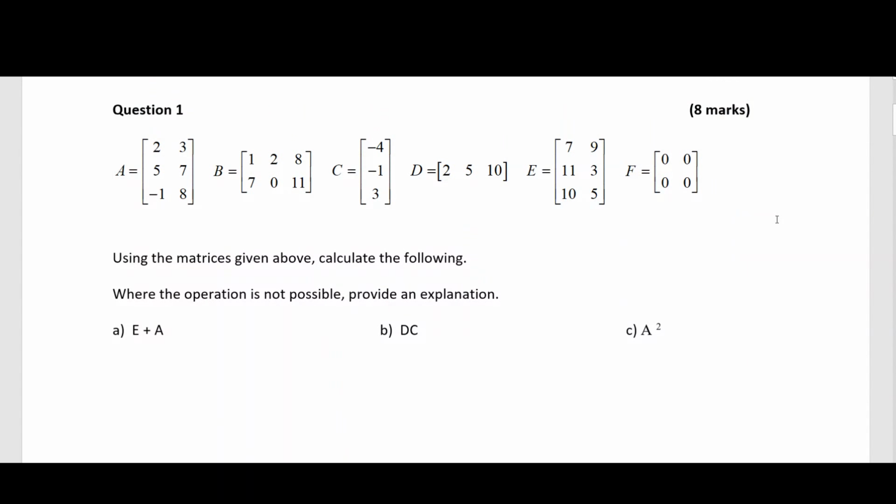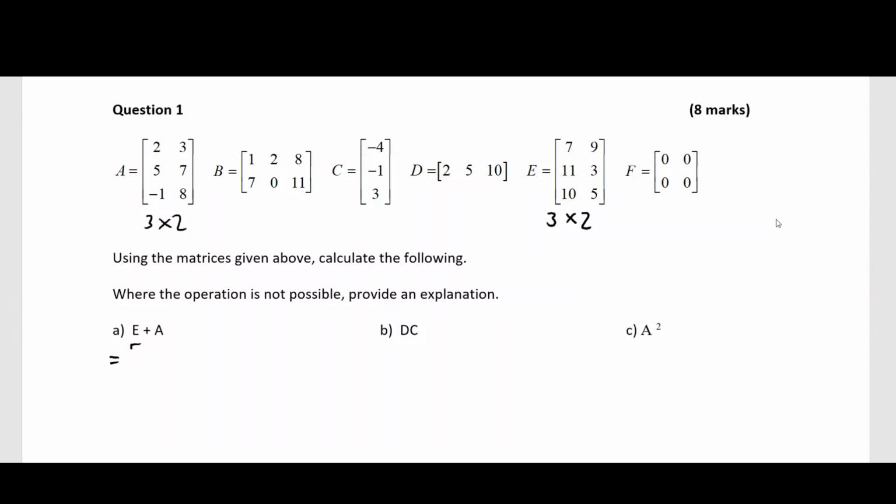All right, practice test. Question 1. We've got E plus A. So to add or subtract matrices together, their dimensions need to be the same. E is a 3 by 2, 3 rows, 2 columns, and A is a 3 by 2. So we can add them up.